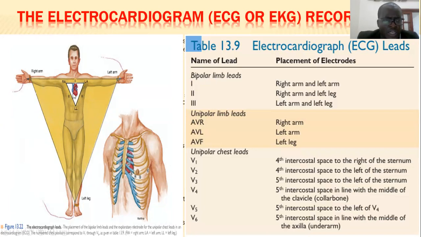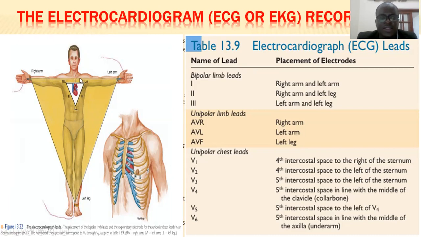So if you put an electrode on the right arm and left arm, so your right arm to be negative and your left arm to be positive, this is called lead 1. So there is an imaginary line here that is connecting the right arm to the left arm. But remember, these electrodes are connected to the machine, the ECG machine. So this is just an imaginary line that will exist. It's called the axis for lead 1.